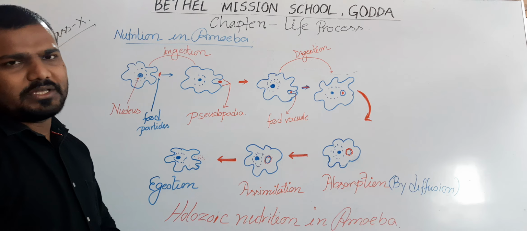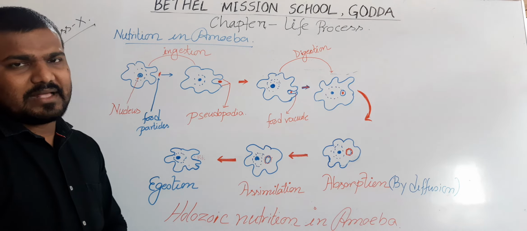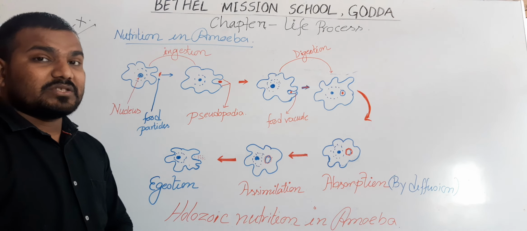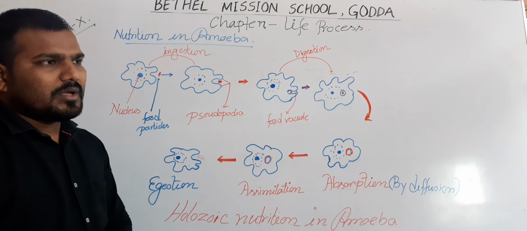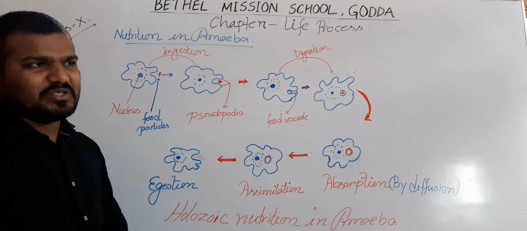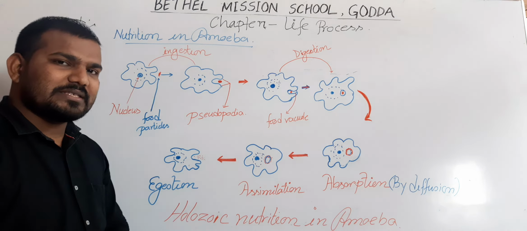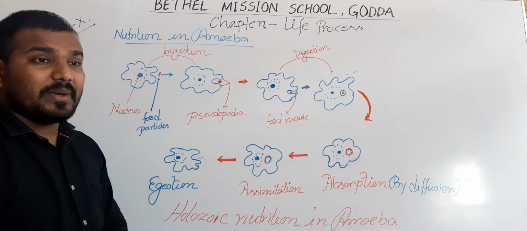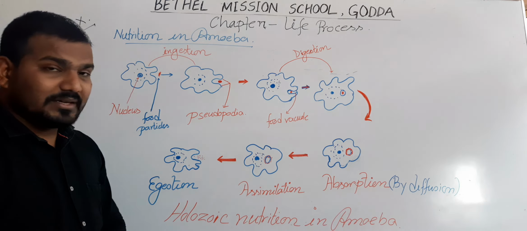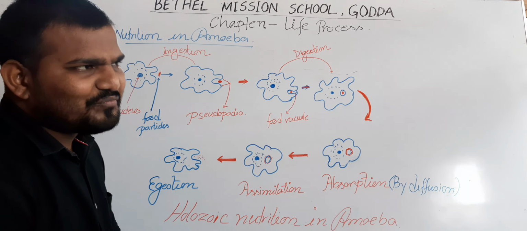The definition of holozoic nutrition: the organism consumes simple or complex raw materials, part of which is digested in the presence of digestive enzymes. After digestion, the digested food is absorbed. This absorbed food is assimilated within the cell cytoplasm, and the remaining undigested food is removed from the organism. This type of nutrition is known as holozoic nutrition, or nutrition having 5 phases.